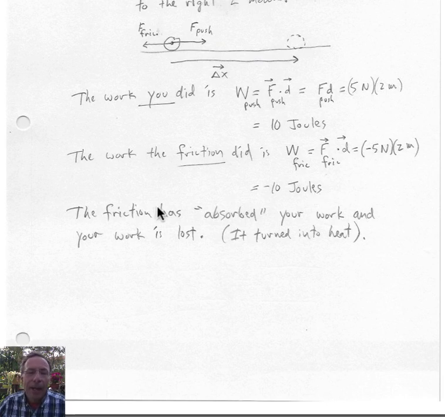And we could say that the friction has sucked up or taken away your work, and the energy from your work is lost now. It's lost in the sense that it won't become mechanical energy again. It's turned into heat.